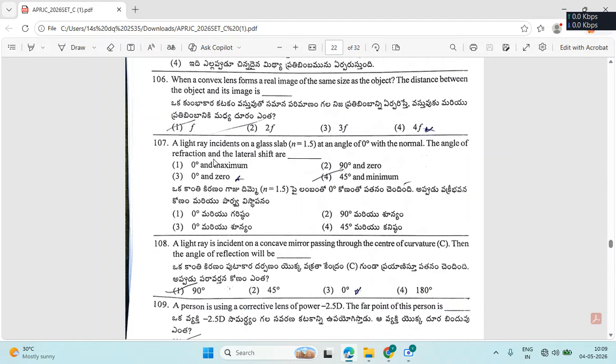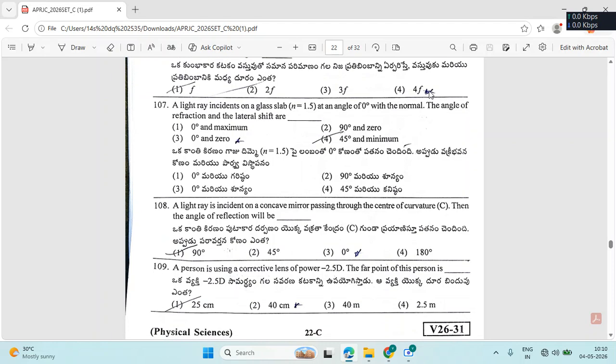When a convex lens forms a real image of the same size as the object, the distance between the object and its image is F, 2F, 3F, 4F. The correct option is 4 and the answer is 4F.